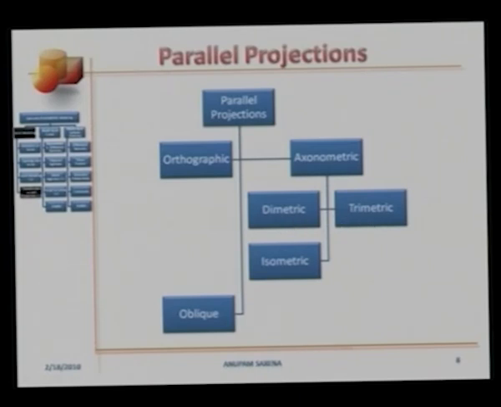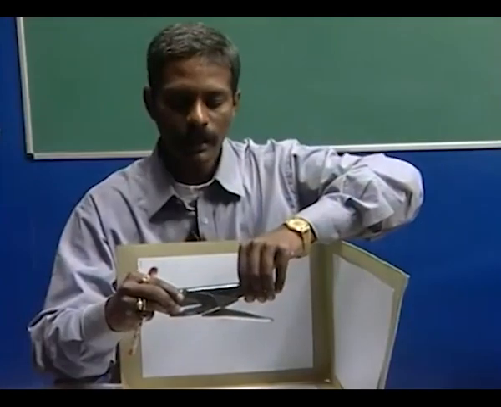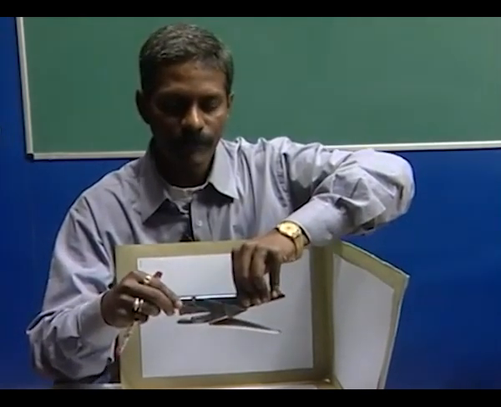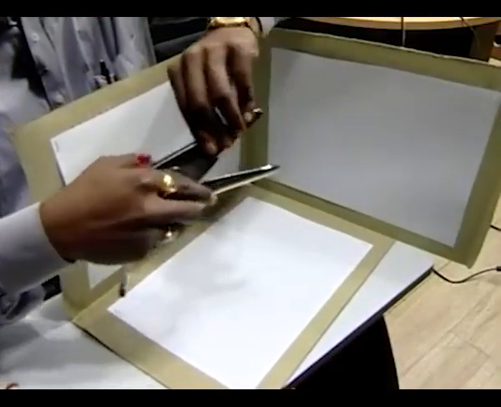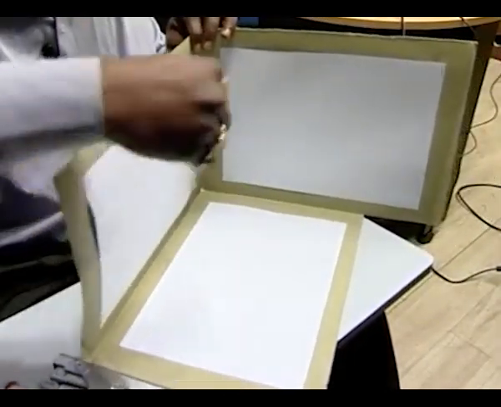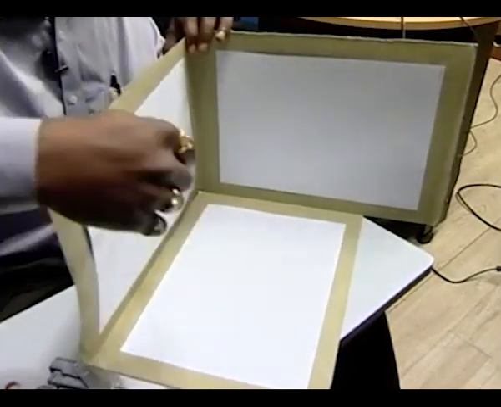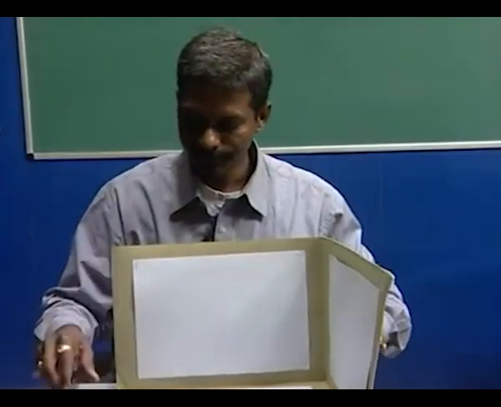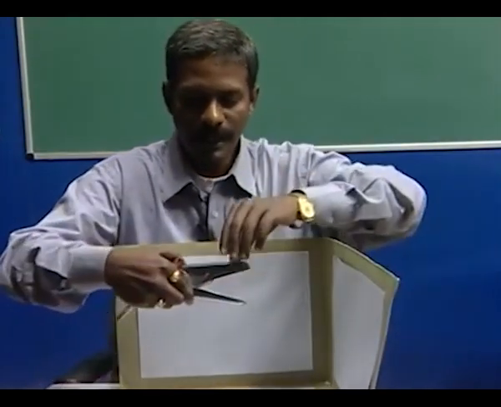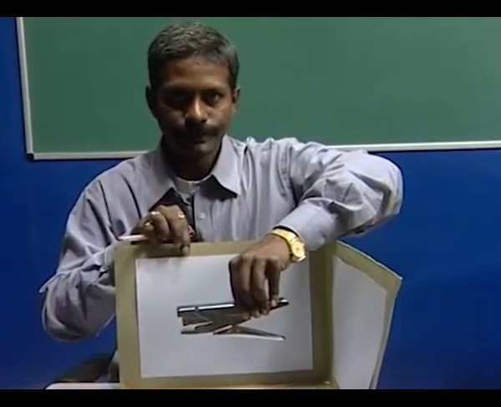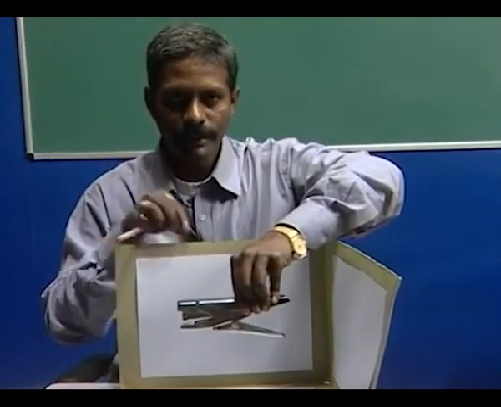Let me explain to you how to get orthographic projections in the first angle. Consider that this is the object and we would want to capture different views of this object on these 3 different planes: 1, 2, and 3. They are all perpendicular to each other. Now, I'll place the object in between you and this plane. So you're looking at the object from the front.